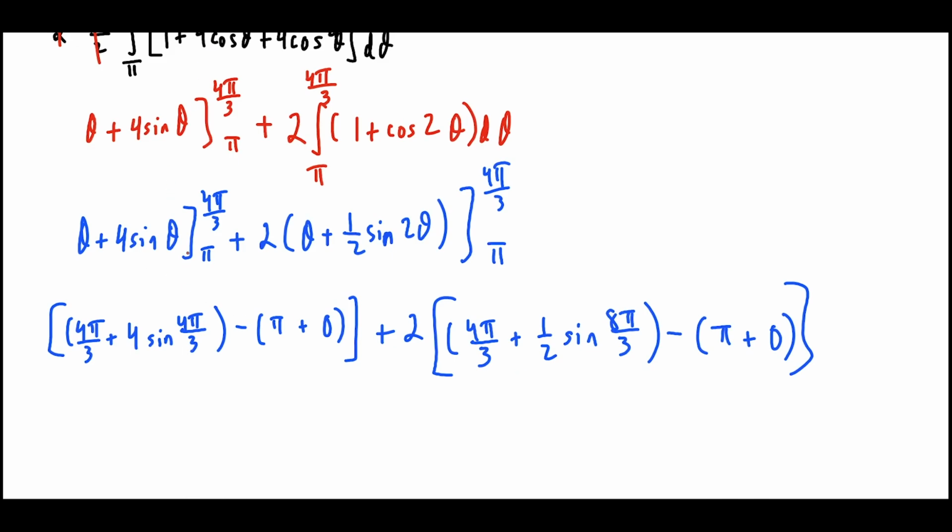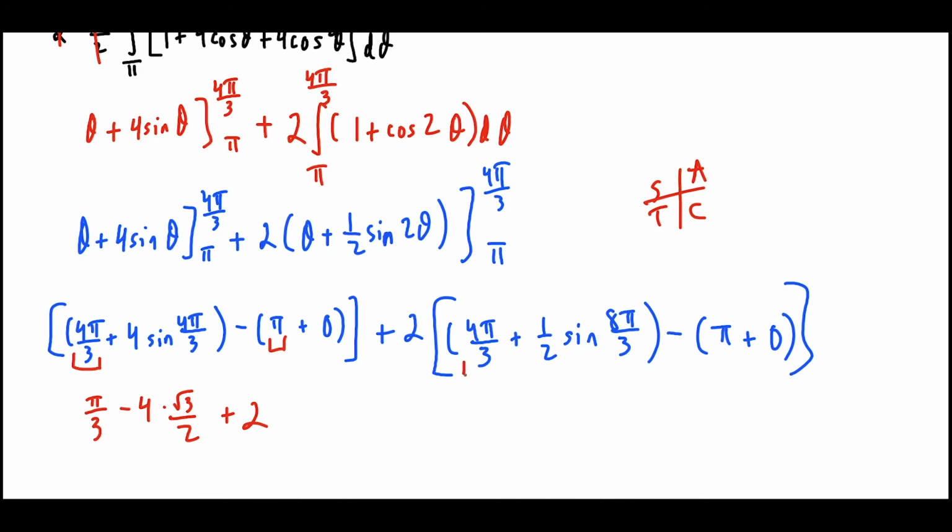Now, the best way to simplify this from this step, I would combine these two terms. 4 pi over 3 minus pi, or minus 3 pi over 3, is going to be 1 pi over 3. And remember, this is a quadrant 3 angle. 4 pi over 3 is in quadrant 3. Sine pi over 3 is radical 3 over 2. So if we are in quadrant 3, just know in quadrant 3, sine is negative. So we would have minus 4 times radical 3 over 2 in this case. We already combined this pi with the 4 pi over 3, so that's taken care of. And now we've got plus 2 for this part.